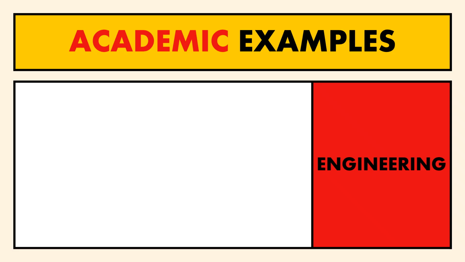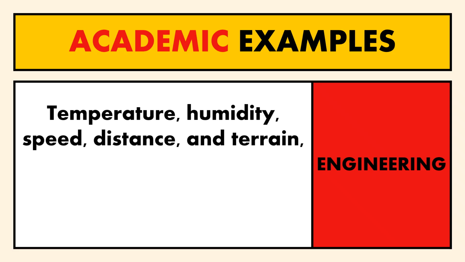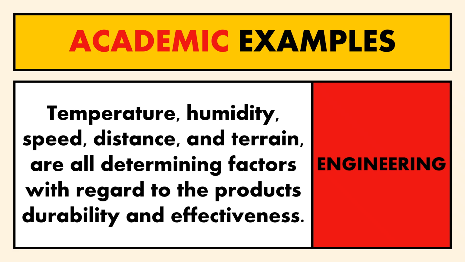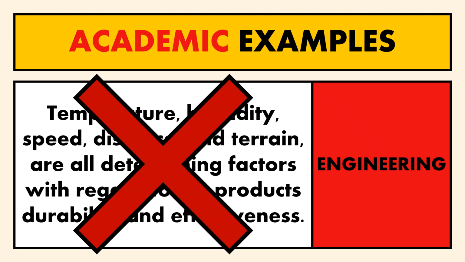Let us take a look at academic examples. Perhaps you're an engineering major, and you might say that temperature, humidity, speed, distance, and terrain are all determining factors with regards to the product's durability and effectiveness. But we have that big long list at the beginning. We don't want to do this.